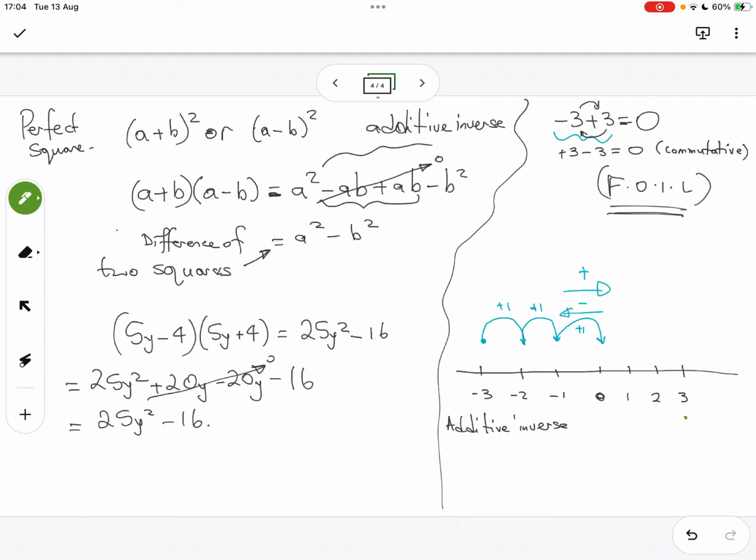Because if we were on the number line and we had 3 and we have to subtract 3, we would go minus 1, minus 1, minus 1, and we will land at 0. So this here would be negative 3 plus 3, and this would be plus 3 minus 3. If I move the negative 3 behind the positive 3, it's still the same thing. It will still give me the answer of 0. So we apply the same thinking here.